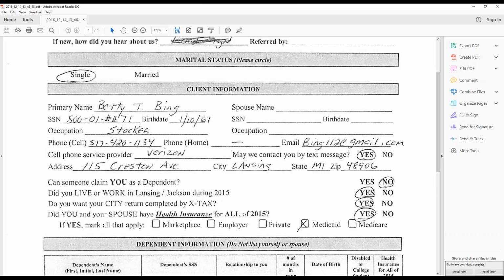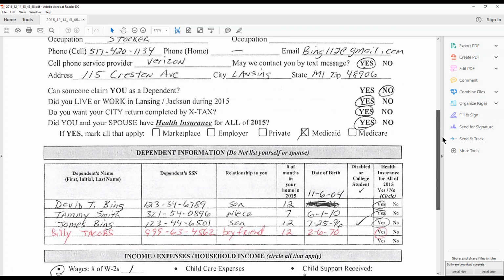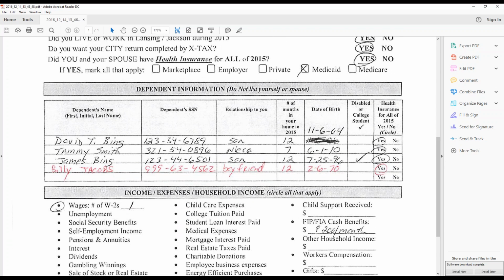So client information up here, this is where you're going to put in screen one, all their contact information, their address, their phone numbers, whether they're single or married, and then you determine their filing status. Then when we come down here in the dependent information, they're going to give you this information. If you recall, qualifying child, what was the first test? Relationship. They're telling me right here if they're related. So I got a son, I got a niece, I got a son, and I got a boyfriend. These three, son, niece, and son, they meet the relationship test for qualifying child.